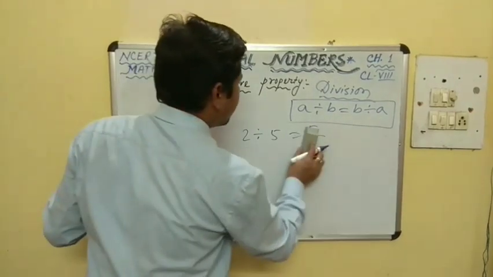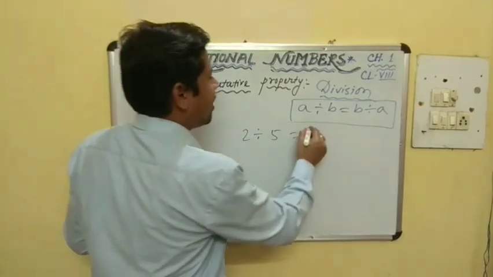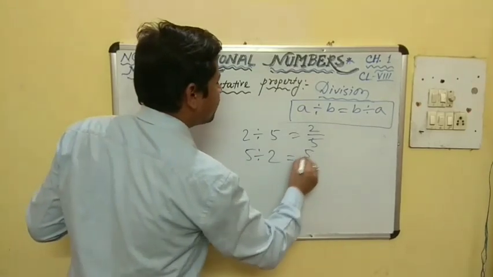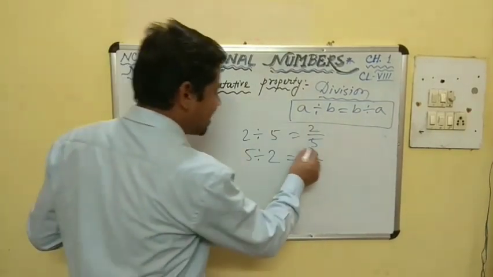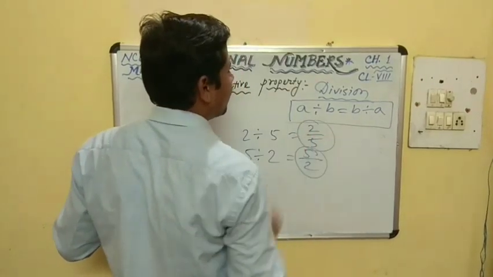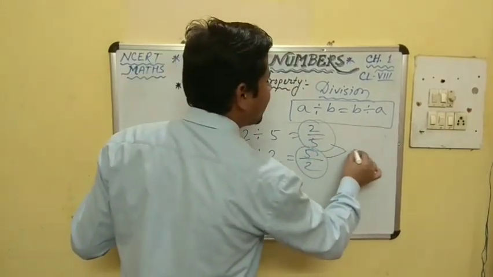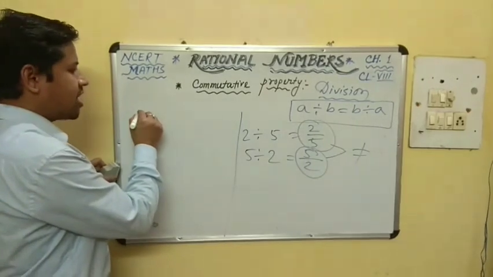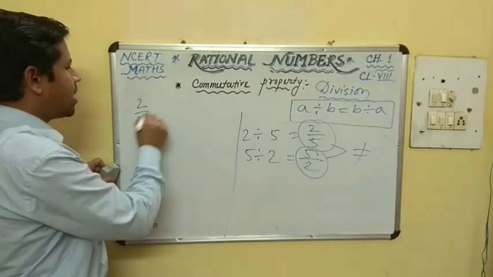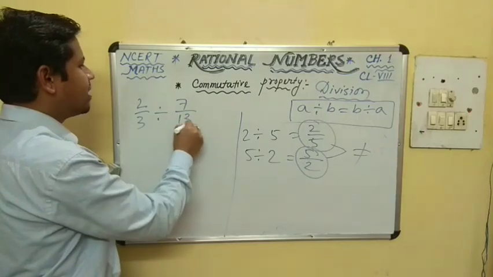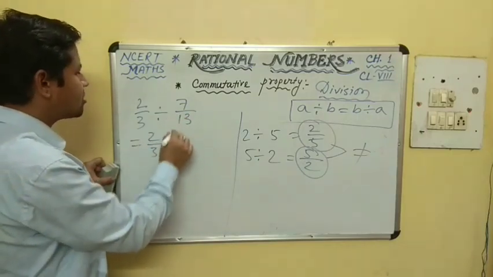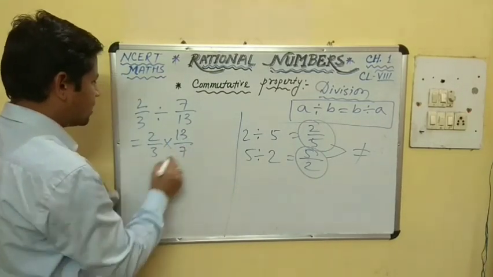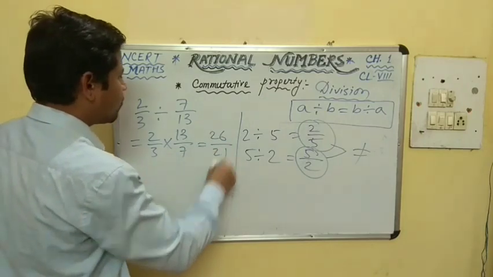Sorry, 2 divided by 5, so it will be 2 by 5. And if I change the order, 5 divided by 2, 5 by 2. So let's see here. This is 5 by 2 and this is 2 by 5. Both the results are not equal. So we take another fractional example. Suppose 2 upon 3 is divided by 7 upon 13. So 2 by 3 into 13 upon 7 will be 26 upon 21.